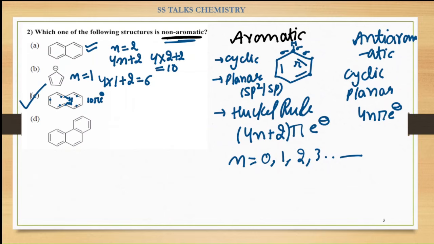You can confirm from option B also, that it is cyclic, planar, and the 4n plus 2 pi electron rule is obeyed. So that is going to be aromatic. The correct answer to this particular question will be option C. Okay, so I hope this is clear to you.